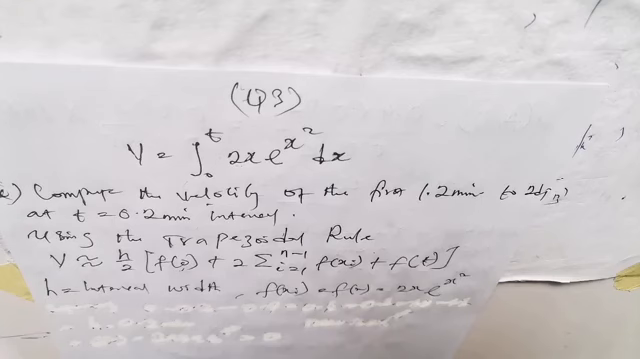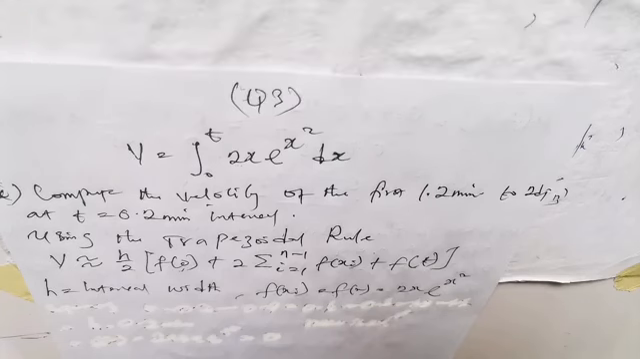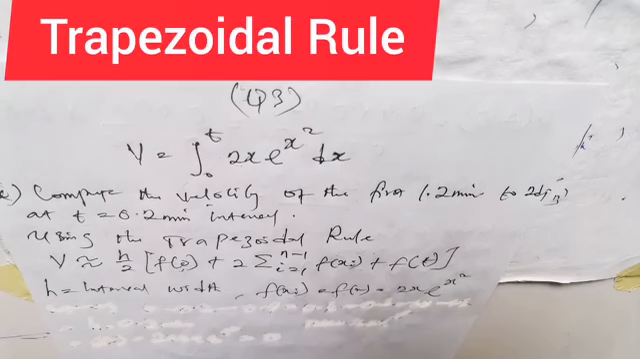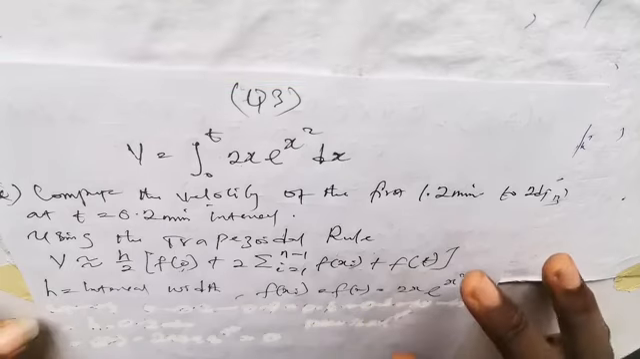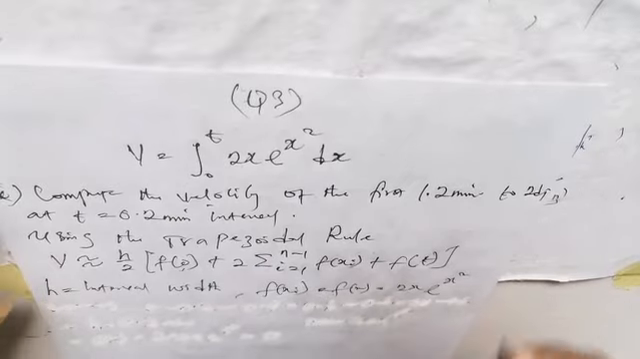Alright, so the first question says compute the velocity of the first 1.2 minutes to two decimal places at t equals 0.2 minutes interval. To do this, first of all, keep in mind the question says you should not convert any of the units, so you're solving them like that. Second, you're not given any specific rule to use, hence we can use the trapezoidal rule to solve this particular problem. I'm using the trapezoidal rule because it's quite easier for me to evaluate the given function.